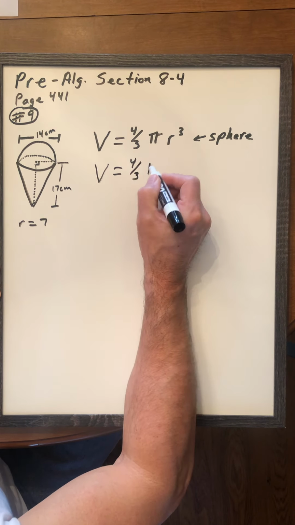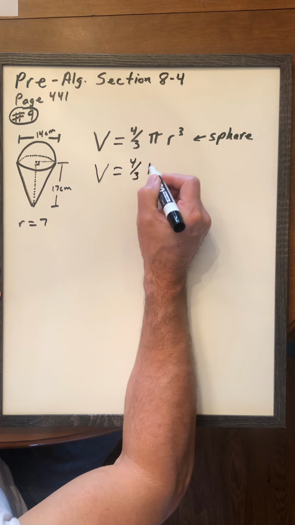So for the cone, first thing we do is write down the formula. So the volume is equal to 1/3 pi r squared and then times the height. And so this is for the cone. And I'll go ahead and write that up here for the cone. That is my formula, 1/3 pi r squared times the height.